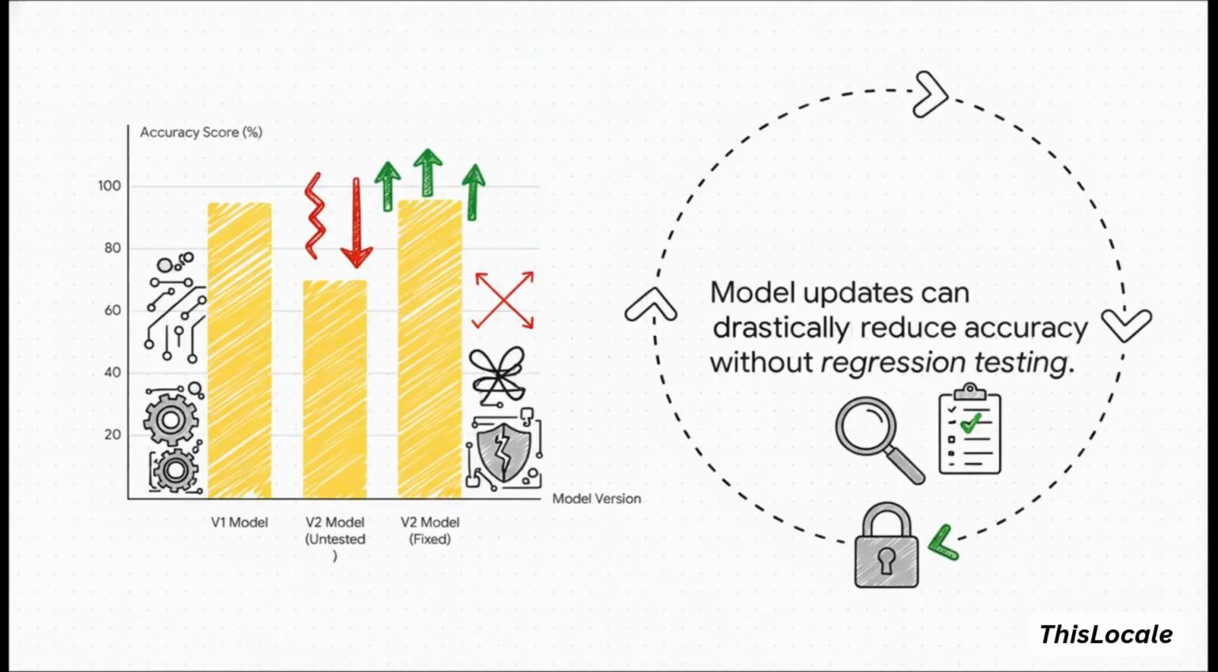And this is exactly why continuous auditing is completely non-negotiable. I mean, just look at this. Imagine your first model is 95% accurate. That's great. But then you roll out an update, and without proper testing, that accuracy could plummet.